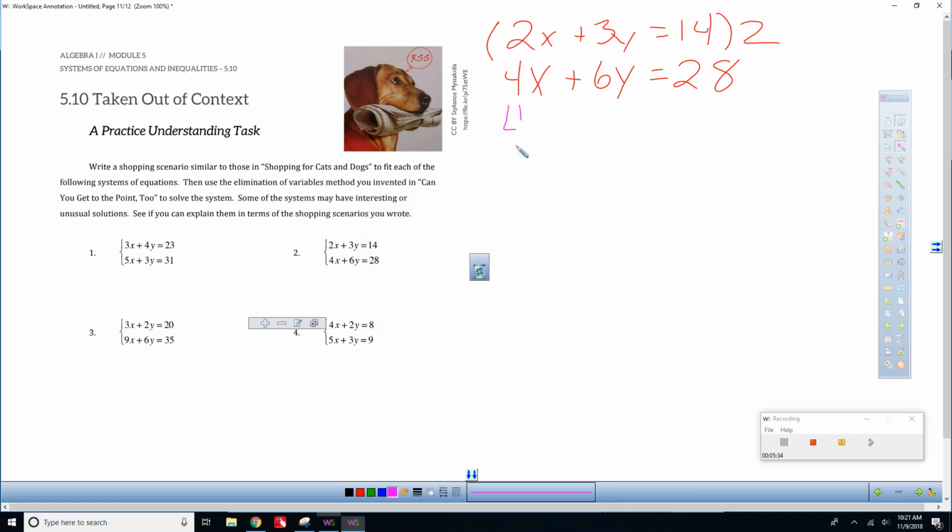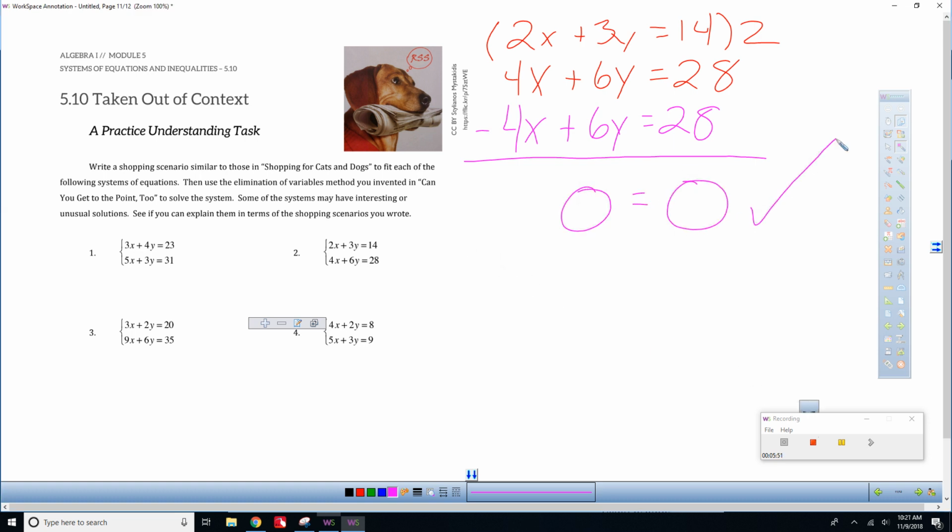And what you get is 4x plus 6y equals 28. Hey, they look the exact same. When you subtract them, you get 0 equals 0. Is that true? So that means that there are infinitely many solutions to this problem because these are the exact same line. So we cannot determine how many math problems and science problems each get done because there's too many possibilities.